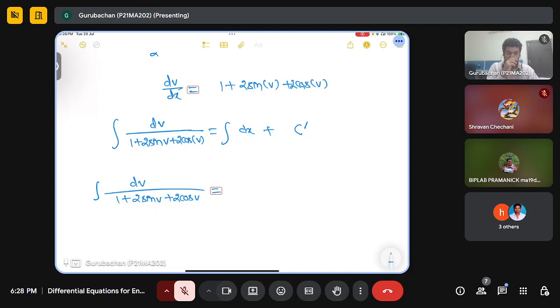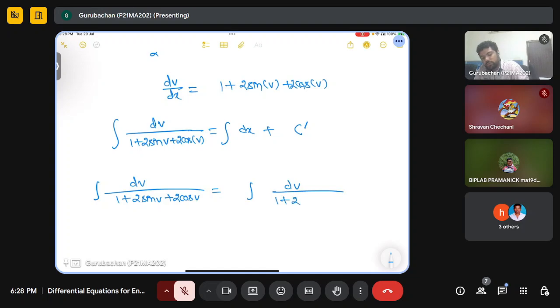Shravan, are you stuck in this step, or have you moved forward? Sir, we can take the 2 common and we can write sine v plus cos v as root 2 sine v plus pi by 4. Okay, I am following your approach. Otherwise, I have tried with something else.